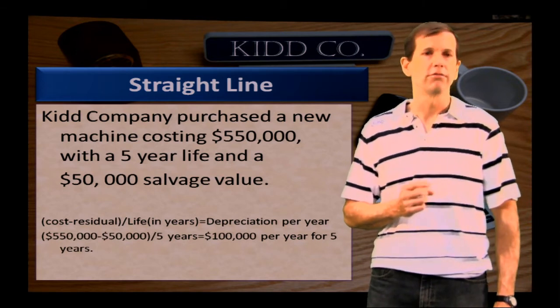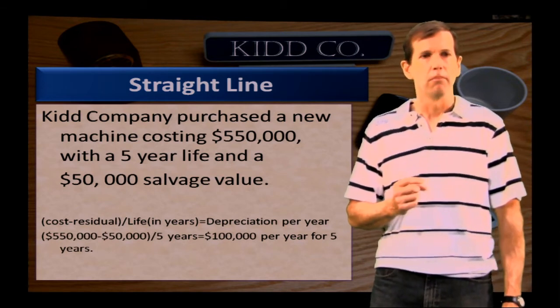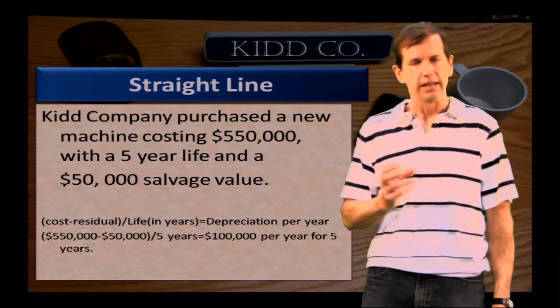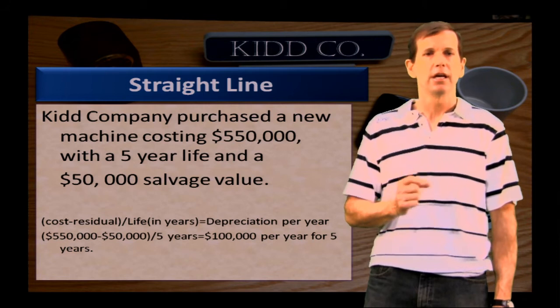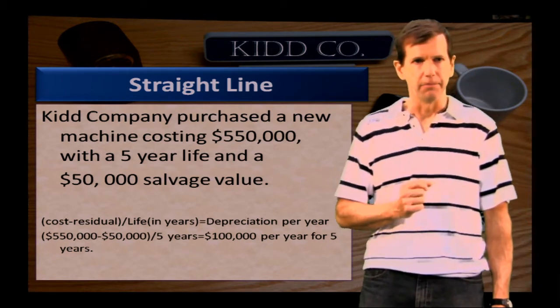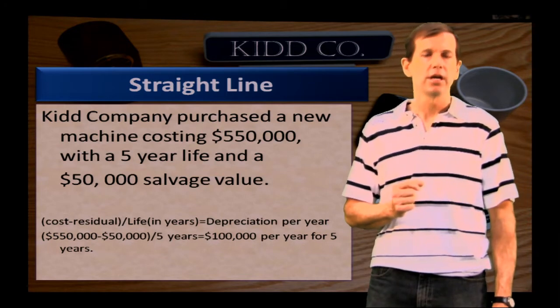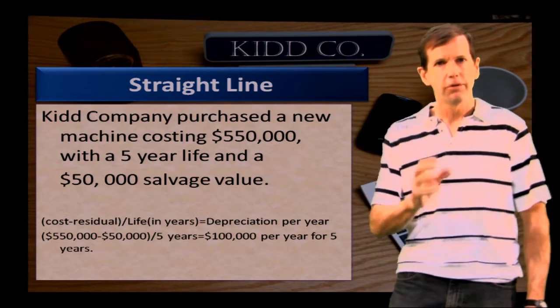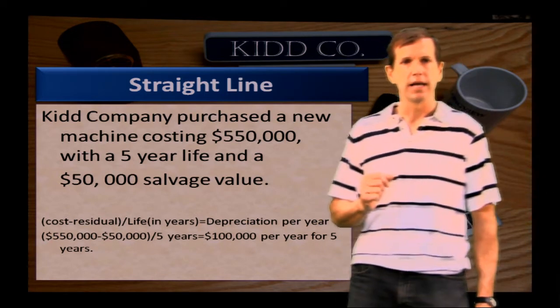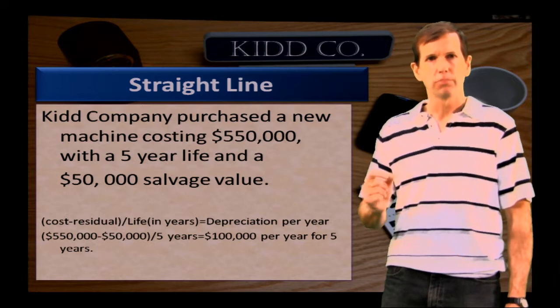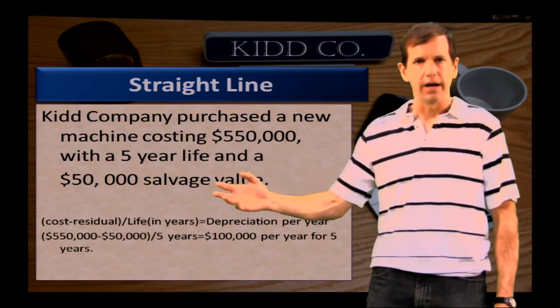We take the cost of $550,000 minus the $50,000 salvage residual value. That leaves us with $500,000, and that $500,000 is called the depreciable cost of the asset. Divide that by 5 years, and that equals $100,000. So if we use the straight line to depreciate this asset, we're going to depreciate it at the rate of $100,000 per year for the next 5 years.